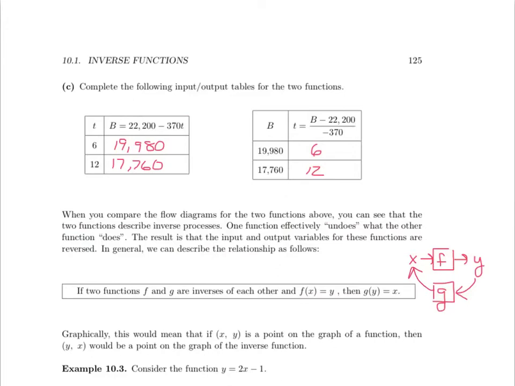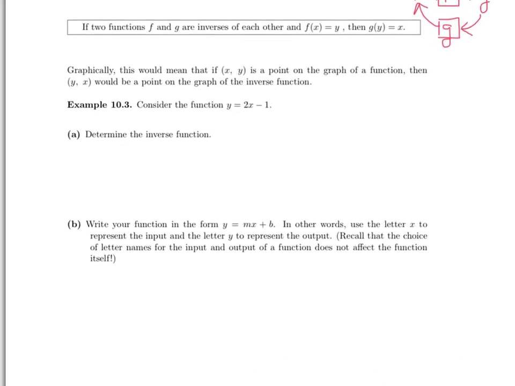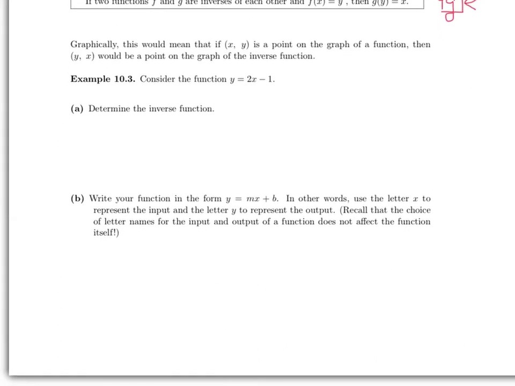So you can see from this picture that if x, y is an input-output pair for the f function, then y, x will be an input-output pair for the inverse function. Graphically speaking, this would mean that if x, y is a point on the graph of the f function, then y, x would have to be a point on the graph of the inverse function. Let's go ahead and look at our next example where we will get to practice some of these ideas.